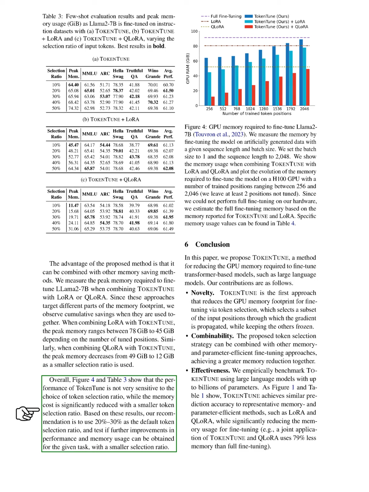Overall, our results indicate that TOKENTUNE's performance is not highly sensitive to the token selection ratio, while a smaller ratio significantly lowers memory costs. Therefore, we recommend using a 20% to 30% token selection ratio as a default and exploring further improvements in performance and memory usage with even smaller ratios.